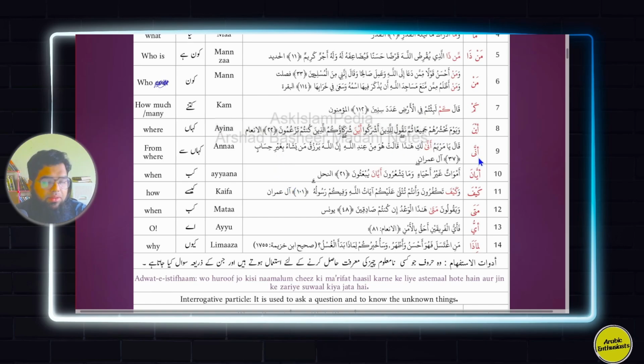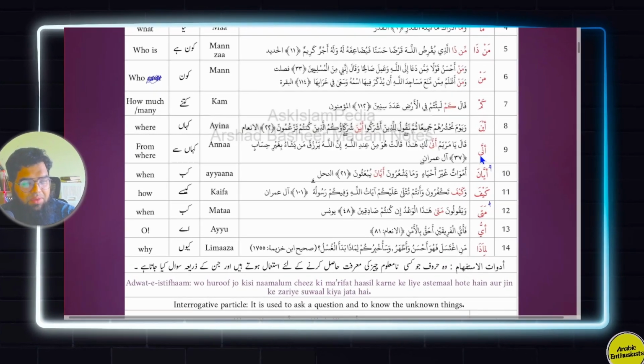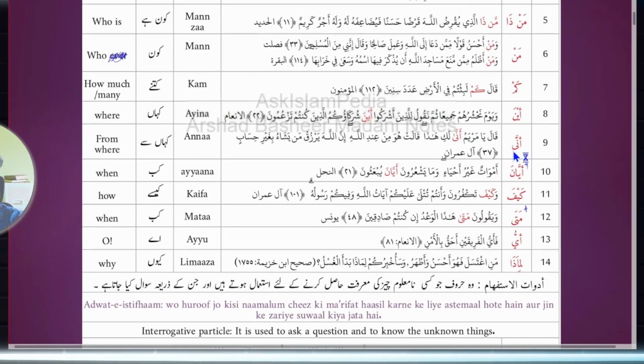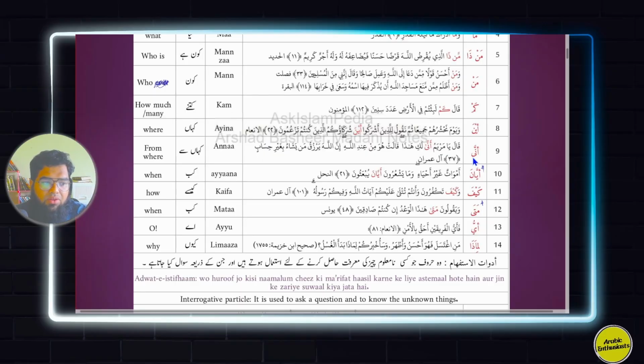So anna is this. Then you have ayyana, which means when for big things. Ayyana. Amwatun ghayru ahya. They are dead and they're not alive. And they do not realize from where they will be resurrected or when they will be resurrected. Ayyana is when. So mata and ayyana both mean when. Anna also means kaifa sometimes. How? Kaifa. Anna yuhyi hadhihi Allahu ba'da mawtiha. How will Allah give life to this after its death?